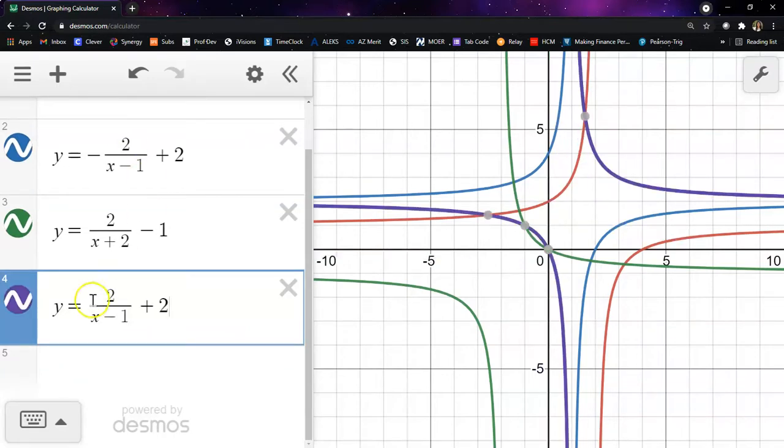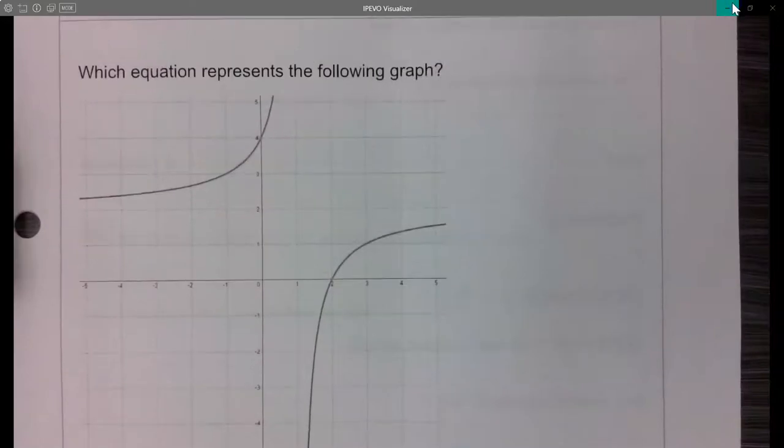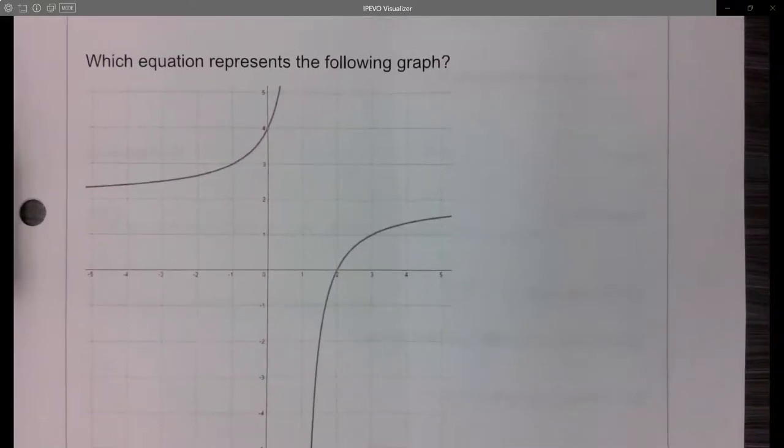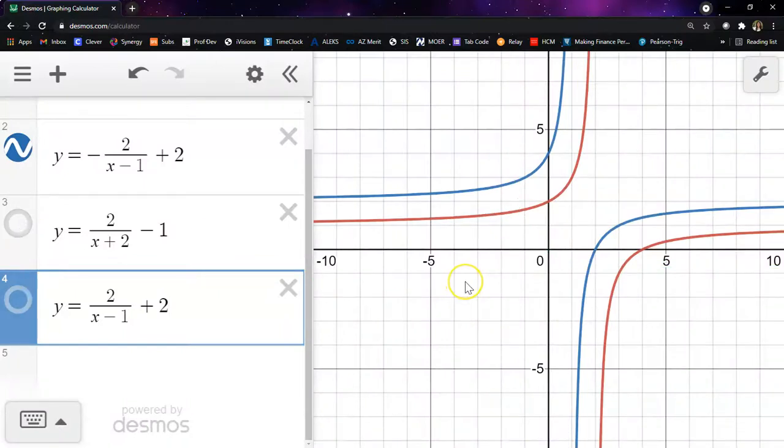Okay, so if I take a look at this, I can see the purple and the green graphs are going the opposite direction of what I want. I want them going like this. So I can immediately decide that the green and purple graphs are not the right answer. That just leaves me with the blue and the red graph.